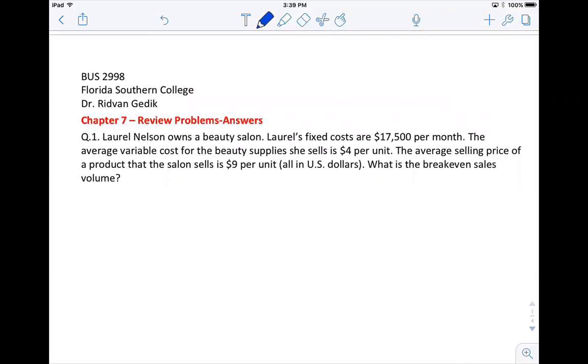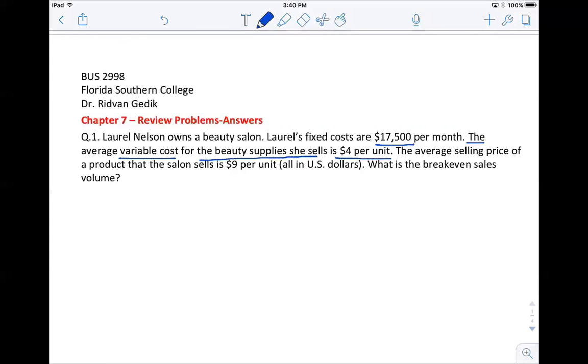So let's get started. Question number 1: we have a beauty salon, and the owner's fixed cost is given as 17,500 per month. Let's assume those are fixed costs, like rental or equipment purchasing or other fixed-cost-related expenses. There's also another piece of information: the average variable cost for the beauty supplies she sells is $4 per unit.